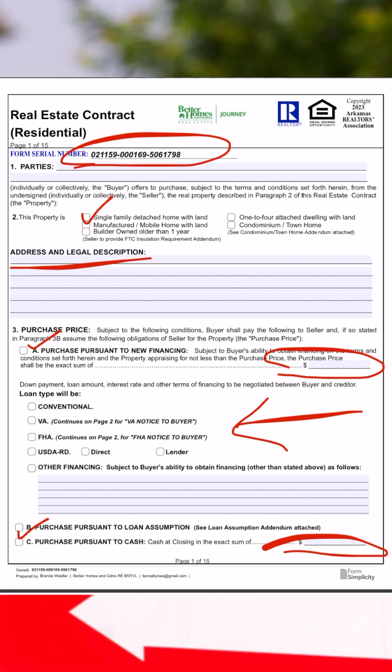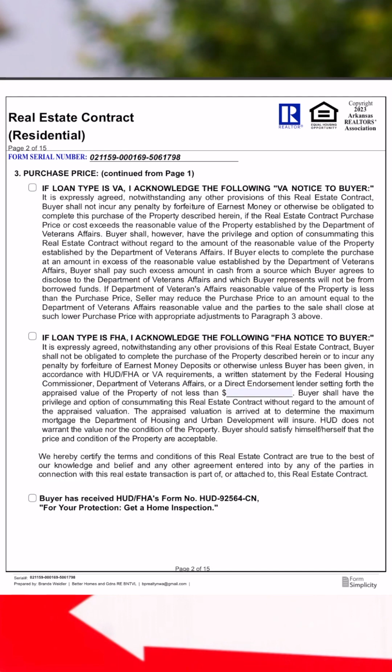Section C, under number 3, talks about cash. Cash is king. We like cash. So if you see number C selected and it's got the price that you love, that's a great thing. All right, on to page 2. On page 2, it talks about loans again. Now this page 2 is not necessarily as important for you as it is for the buyer because this is talking about protection for the buyer based on the type of loan that they are getting.